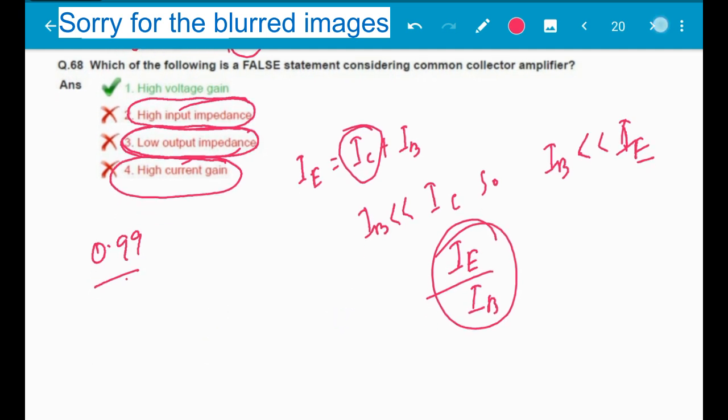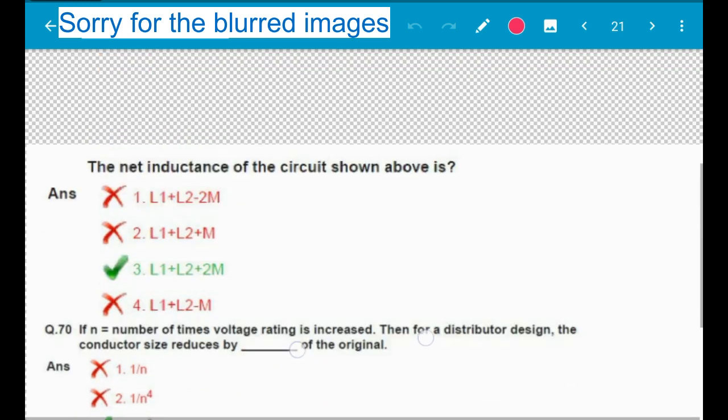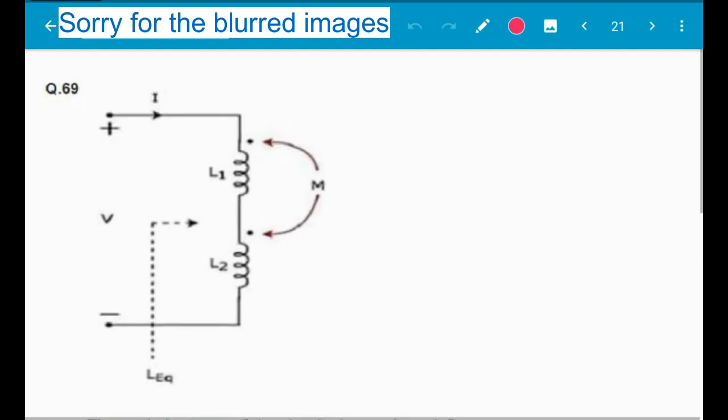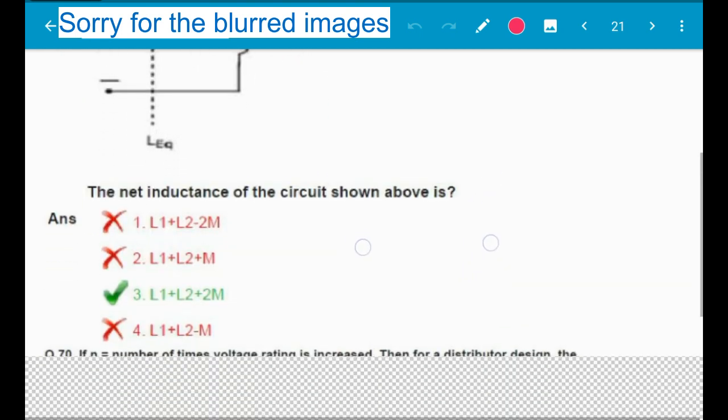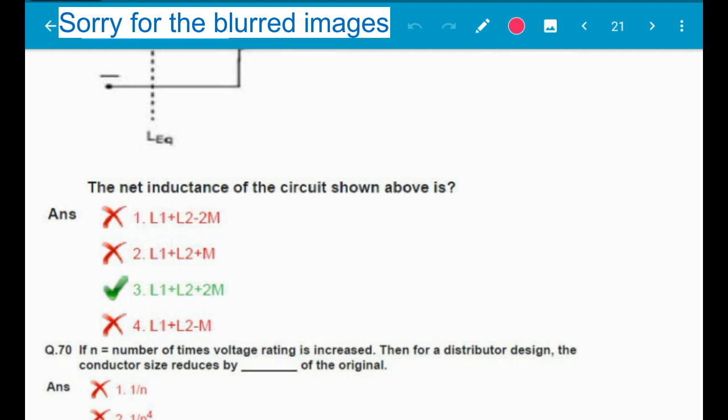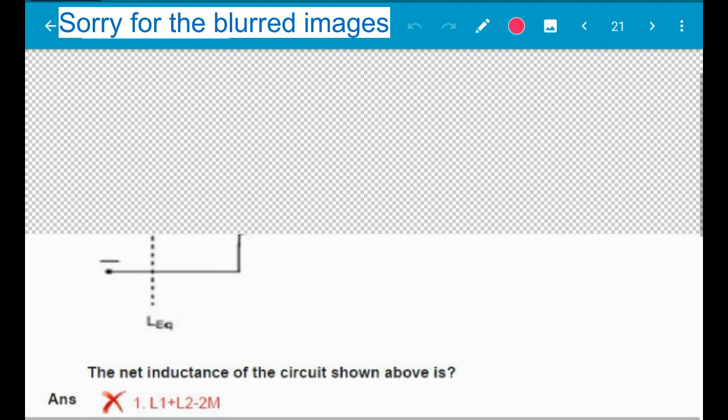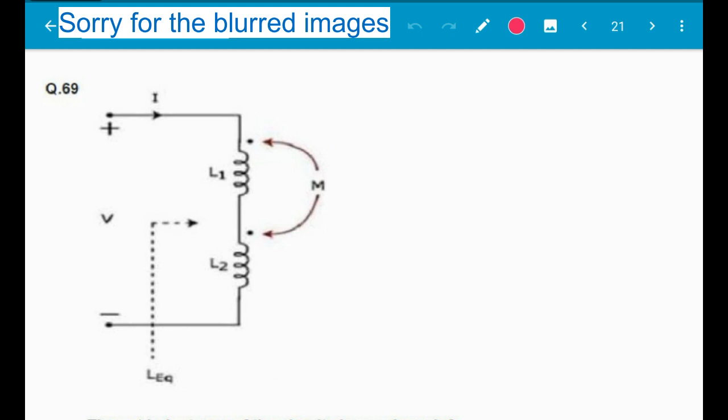Next question is question number 69. This is the given circuit and the net inductance of the circuit is shown. This is L1 plus L2 plus 2M, because due to the dot convention the currents are flowing in the same direction and the fluxes produced are aiding each other.